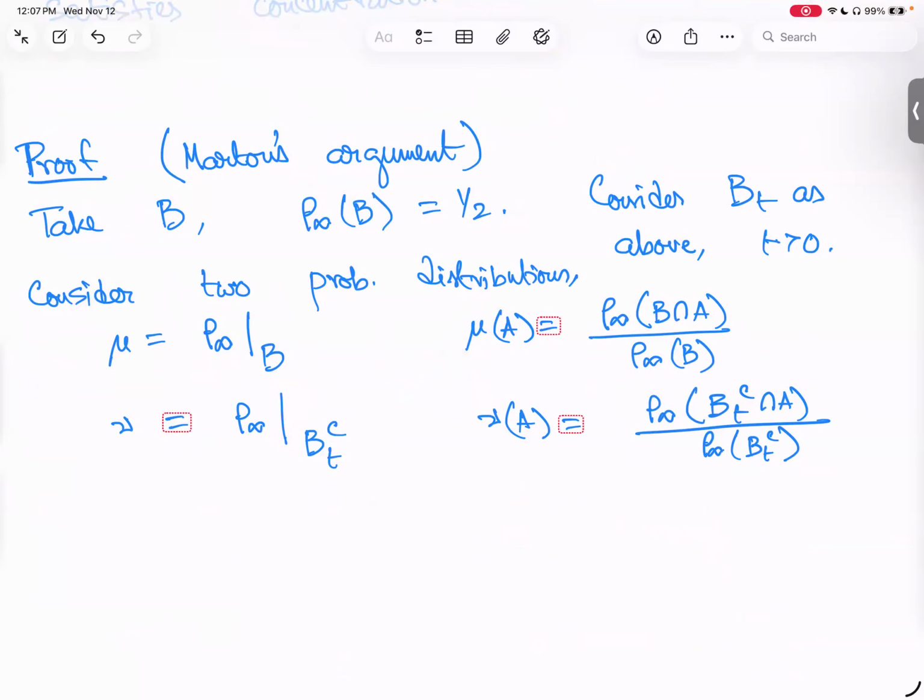It is obvious that if I look at the W2 distance between mu and nu, it must be at least T. Why is that? The question to the audience: why must the W2 distance between mu and nu, these two probability measures, be at least T?